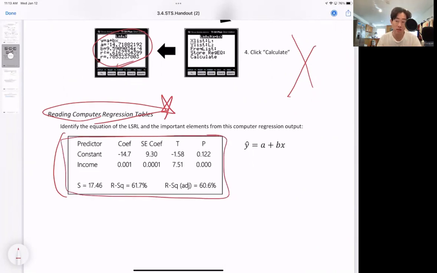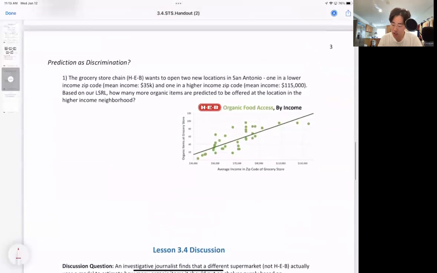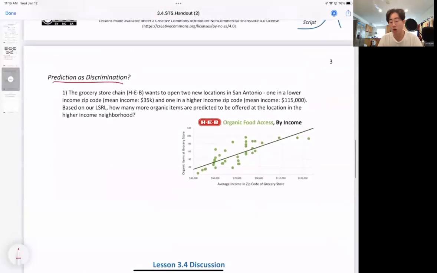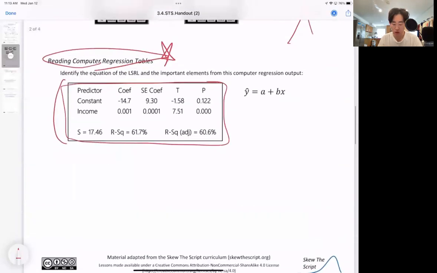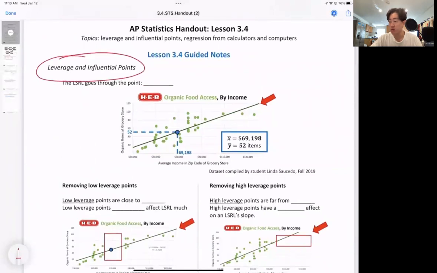I'm going to give you plenty of practice with this, making sure that you understand how to write down the equation from the computer data table. This one is just an open-ended discussion question, so I don't really have to go over that, but mainly it's just these two that I really want to go over. So I'm going to keep this relatively quick.